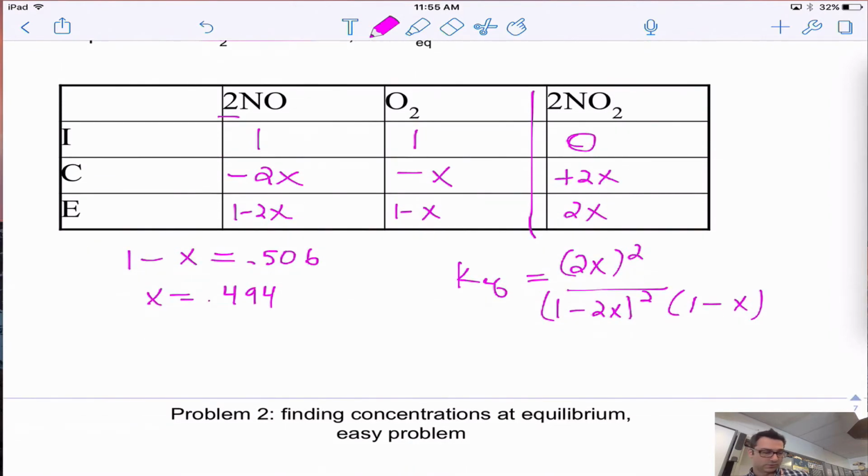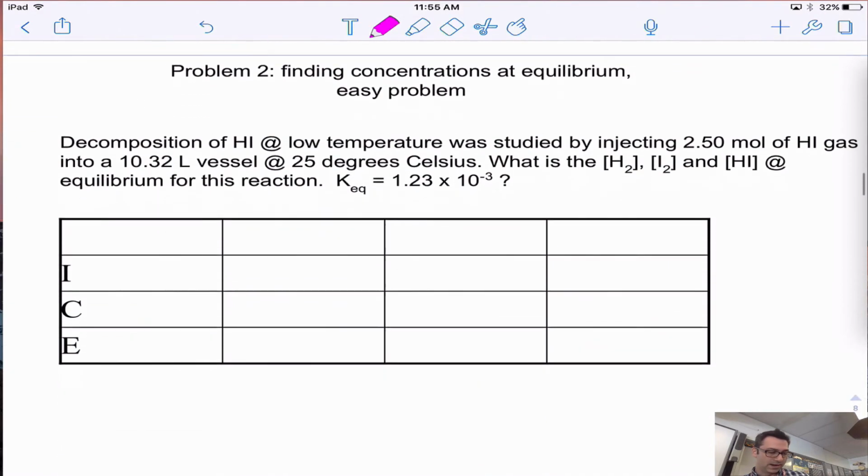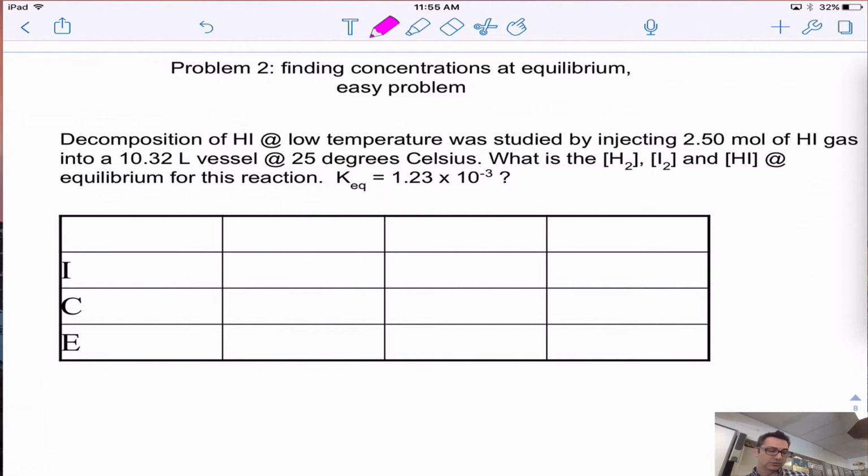What if we have the reverse, though? What if we have a problem where we're trying to find the concentrations at equilibrium and we are given the K value? Now we won't be able to find x the way we were doing it. We'd have to actually go through and search for what x is.